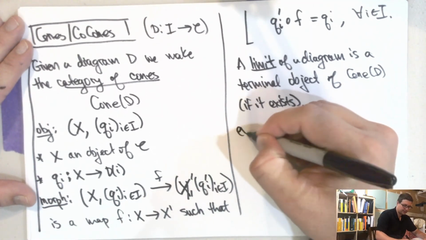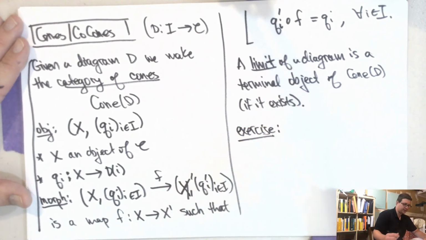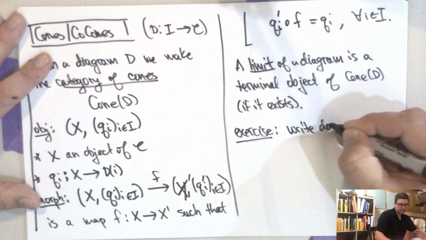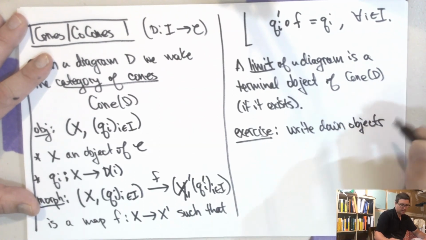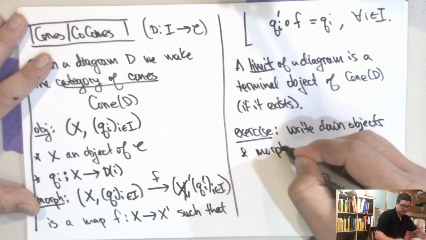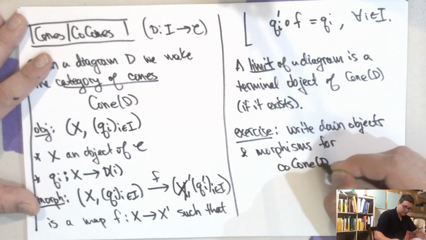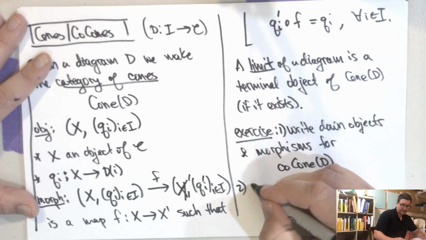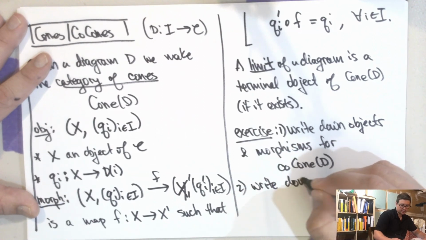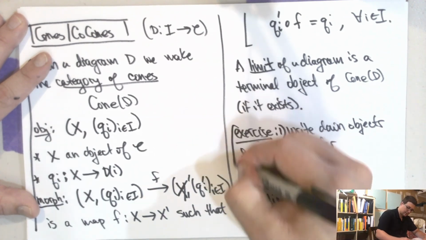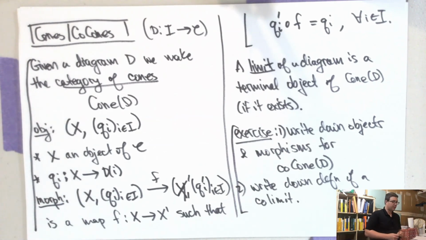So the exercise is: write down the objects and morphisms for the category of cocones. And the next exercise is: write down the definition of a colimit. That's all I want to say about cones and cocones, and limits and colimits, as far as the official terminology goes.